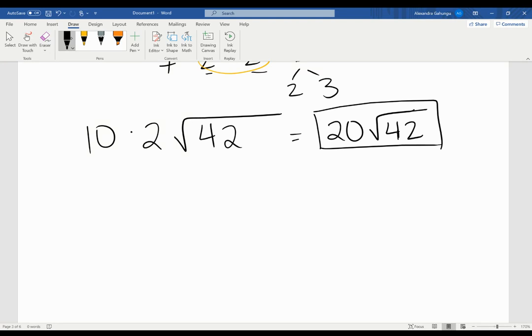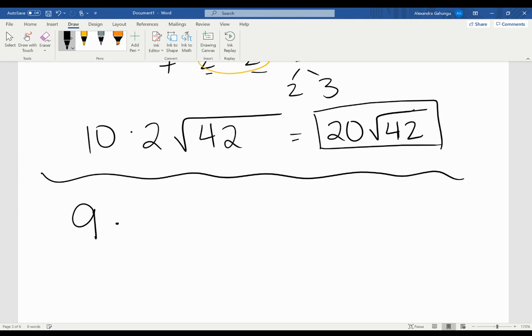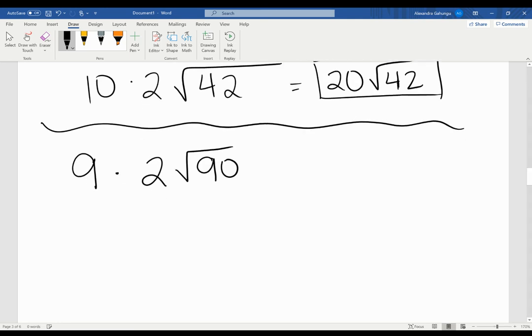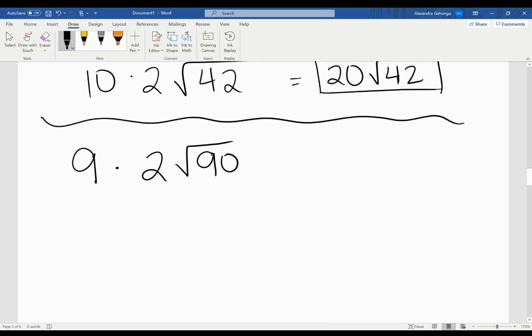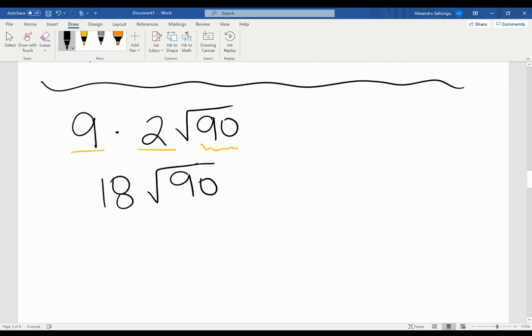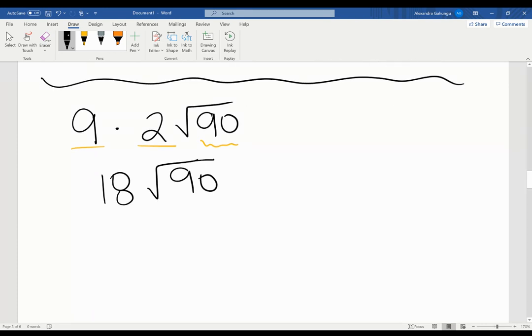Another question that I've seen is 9 times 2 rad 90. Okay, so if I look at something like this, 9 doesn't have an inside number. So outside with outside, and then inside just stays inside by itself. So I get 18 square root of 90. But 90 is a really big number. I want to check if I have any perfect square factors here.